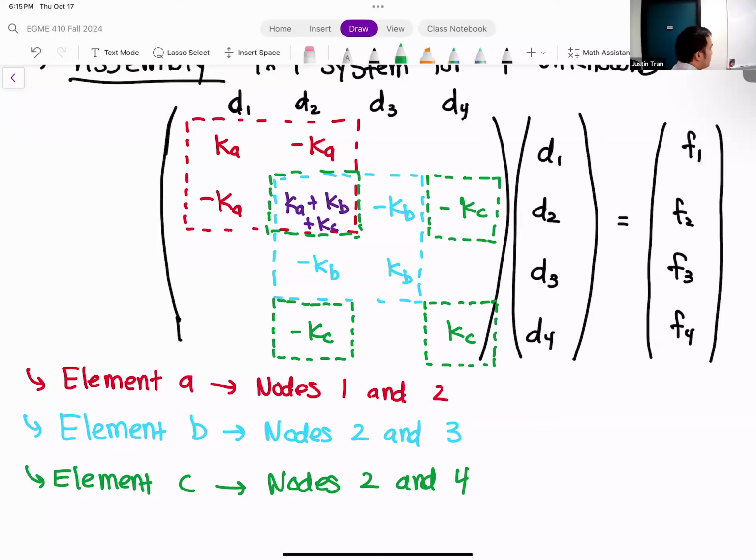Okay, good. So we've assembled all of our element stiffness matrices. Now, of course, we have some empty spots here. So everything that's not covered by an element stiffness matrix, remember, you fill that in with a 0. Okay. So you have zeros here, zeros here, zeros here. Okay.